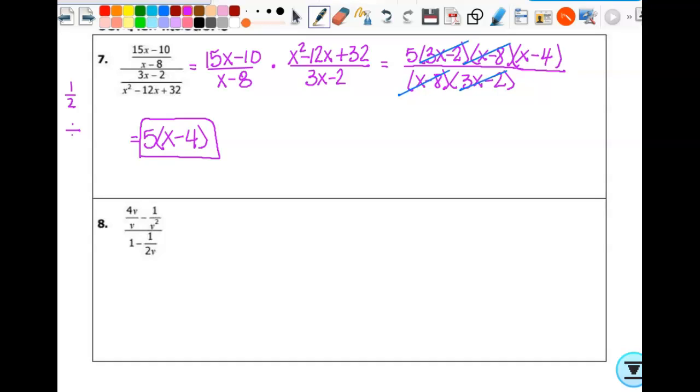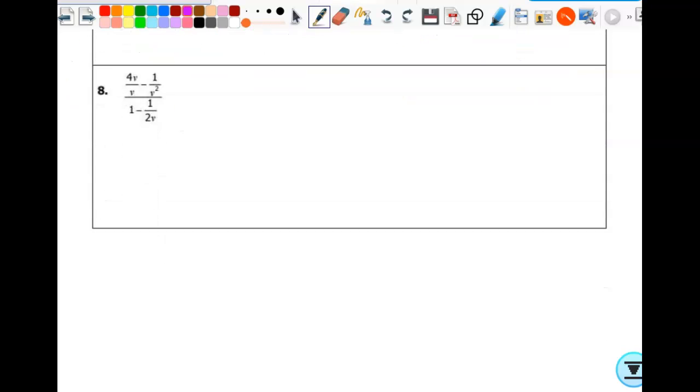Okay, so process is important. Being able to follow what you're doing, even if you skip steps, somebody should still be able to follow what you're doing. Okay? Maybe not somebody that needs to see every step, but you know what I mean.